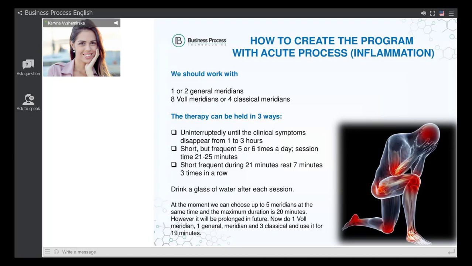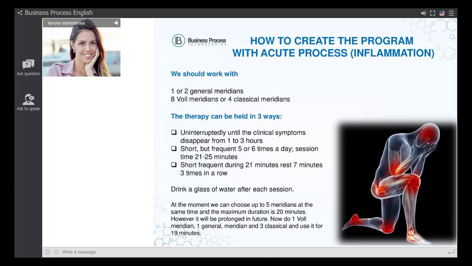Rest 7 minutes and you repeat again. So basically you do it short, you have a small rest, you can repeat it 3 times in a row, 4 times in a row, 5 times in a row until you feel better, because the results are really incredible if you start using it. And also it's important that between all the sessions we need to drink a glass of water. I hope everything is clear.